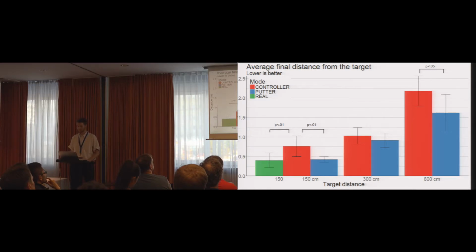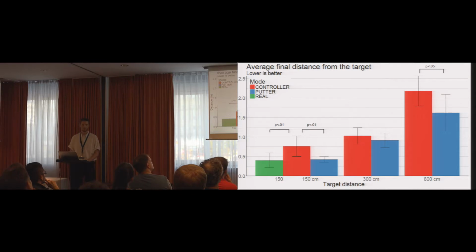If you look at the difference in the bars, you can see the red bars are actually not linear, so it kind of increases more significantly at larger distances. So we think maybe the controller condition is not as linearly dependent on the distance of the shot as the putter condition is, where the blue bars are a bit more linear.